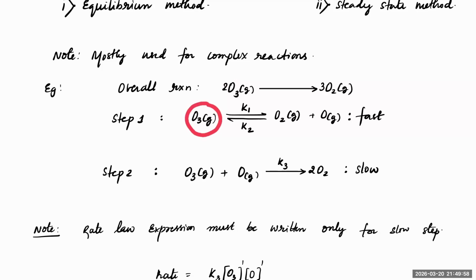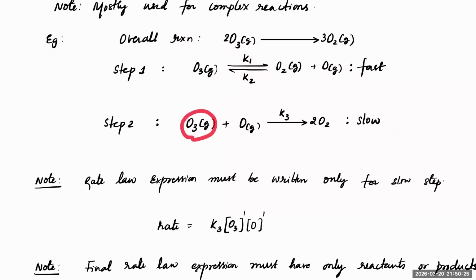Step 1, if you notice, O3 is giving O2 plus O. This is the first order kinetics, in the forward direction as well as backward direction. So O3 is giving O2 plus O with a rate constant K1 in the forward direction and K2 in the backward direction. And usually equilibrium reactions would be fast. Then the O3 is also again reacting with the nascent oxygen released to get O2, but this is happening slow.